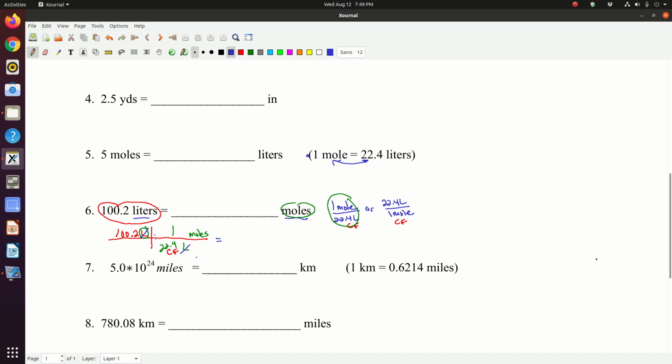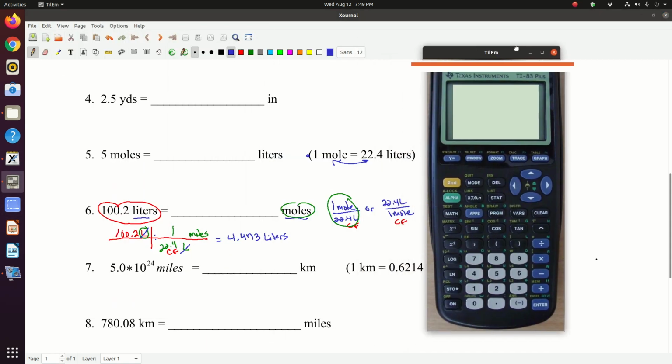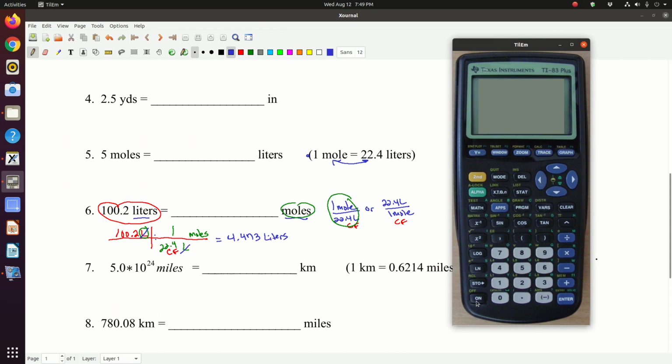So when I divide 100.2 by 22.4, I get 4.473 liters. Now, let me check and see if that is what I call a raw number. At this point, you don't have to do significant figures. You will later on in this chapter, but for this worksheet, you don't have to do it. So let's just do this correctly.